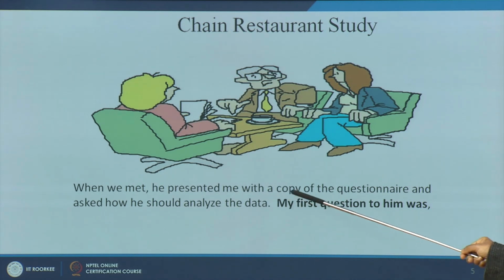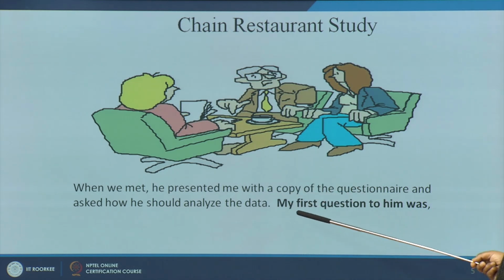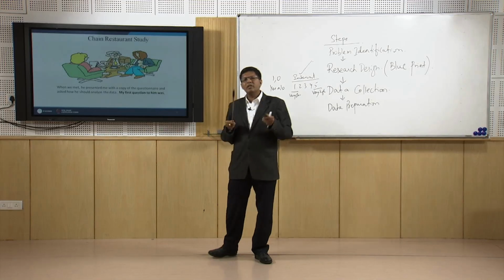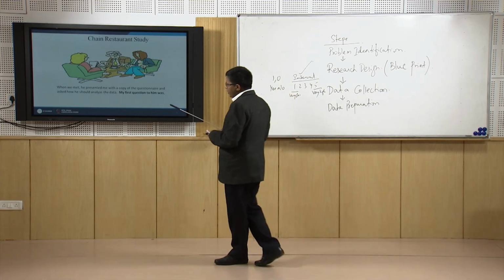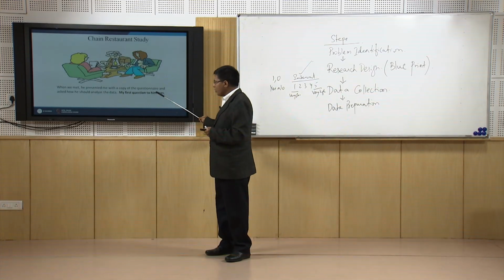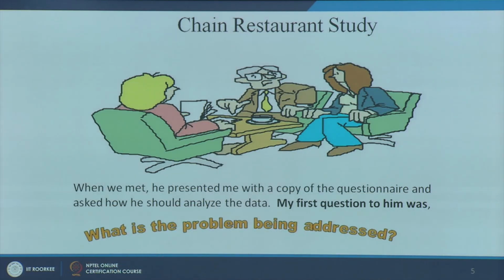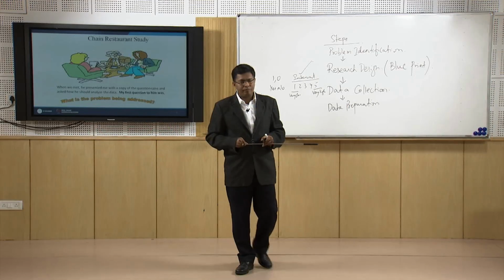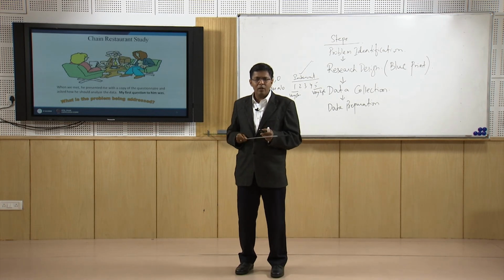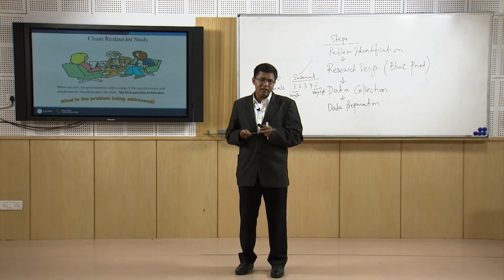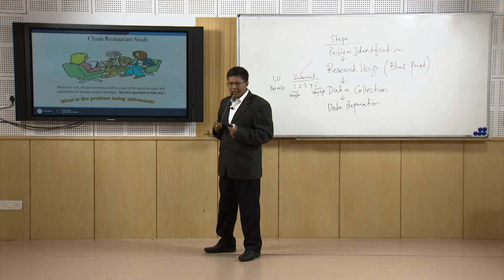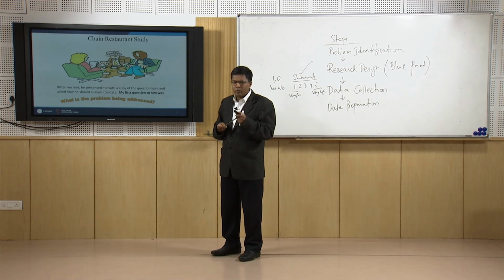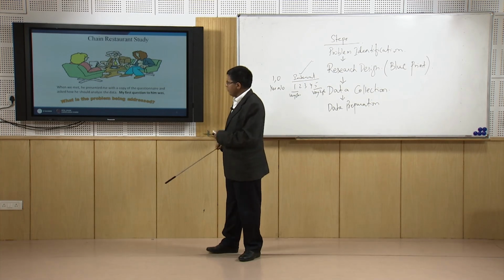So, there is a group of intelligent people, and now they are thinking what to do. He presented a copy of the questionnaire and asked how he should analyze the data. A questionnaire is a structured format, a way of collecting the data, right. So, the question to him was, what is the problem being addressed? What are you going to do with this data? What are you trying to address? If you do not understand the problem being addressed, then your research is very difficult, you are going to land up nowhere, okay.